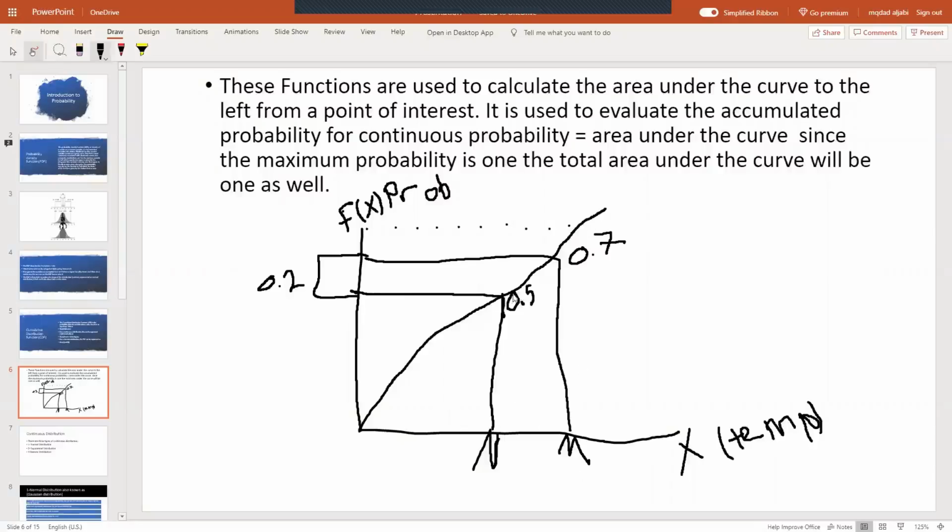So if we take N, it's going to be from N to 0, like we said above, the area under the curve. Evaluate the accumulated probability for a continuous distribution: probability equals area under the curve. Since the maximum probability is 1, the total area under the curve will be 1 as well. So the area under the curve like this is also 1.